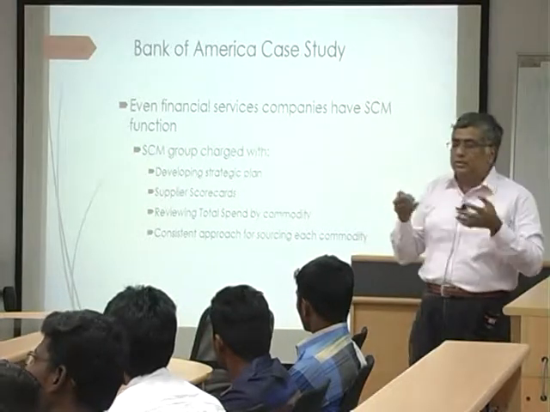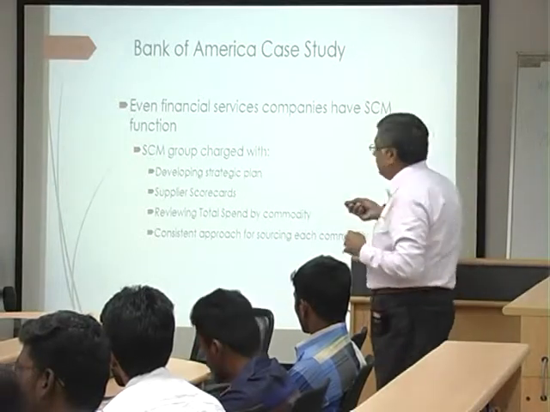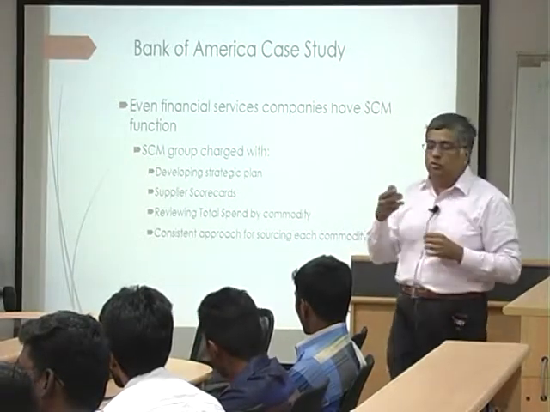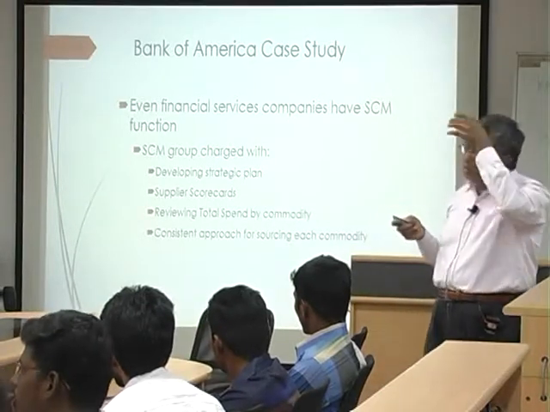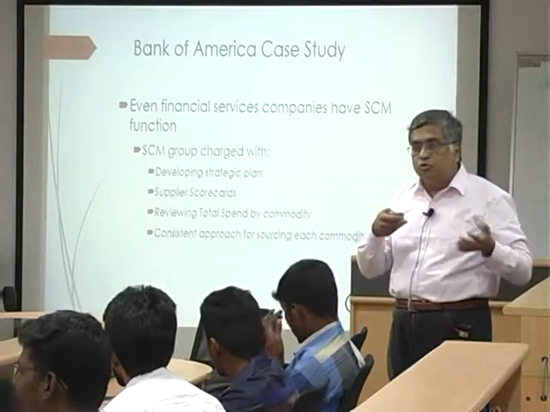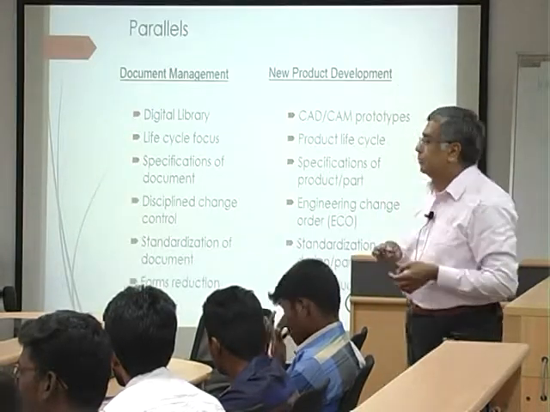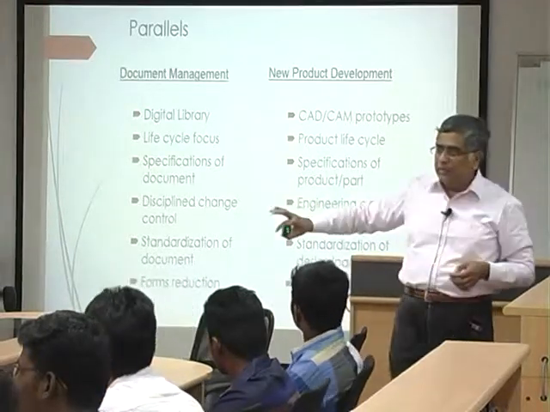Now, every function develops a strategic plan, so this is a no-brainer. But they also had supplier scorecards. They're reviewing total spend by commodity, and they were looking at a consistent approach for sourcing each commodity, which all product companies do the same thing too. So there were some benefits. Okay. Now this is the most important part of the case. It's not very obvious.